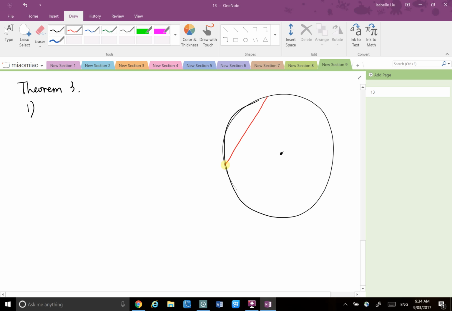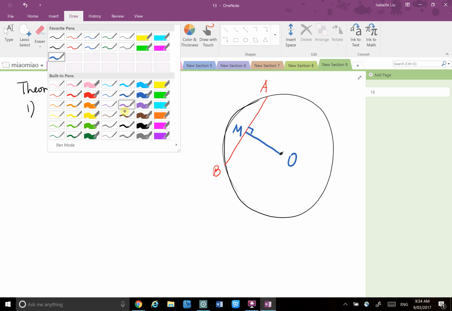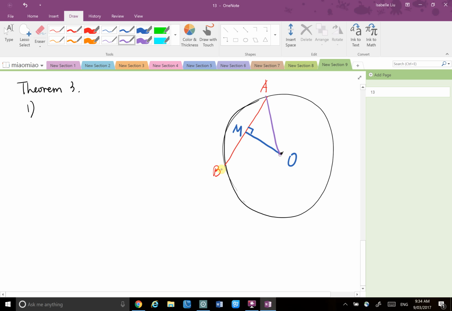Let's sketch a chord AB here. And let's make a perpendicular line to it: what I'm drawing is OM. Sketch OM perpendicular to AB. And the last thing I will do is connect OA and OB. I'll just connect them.